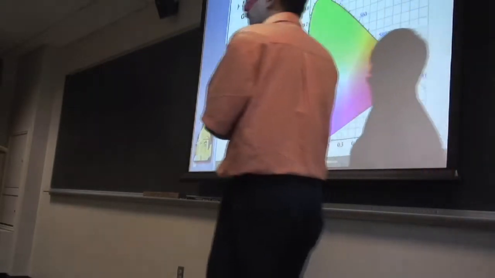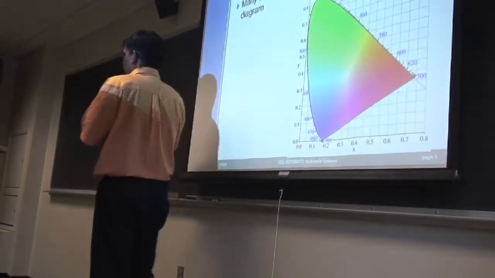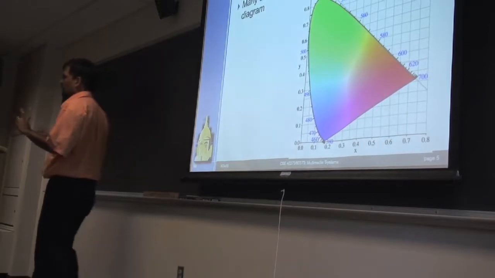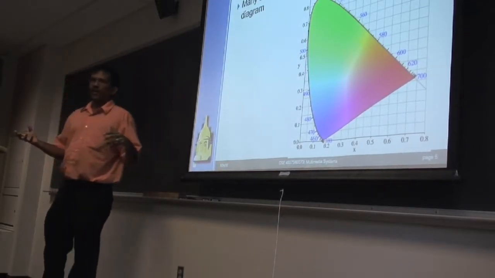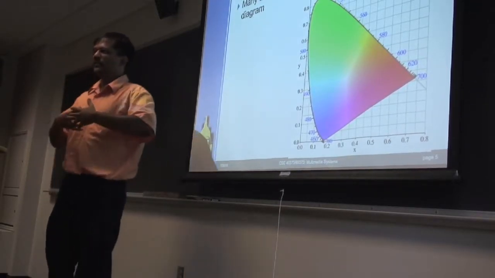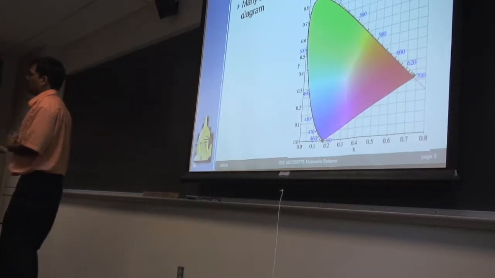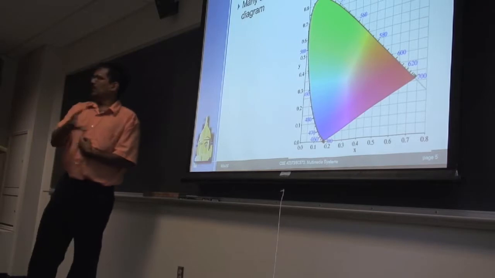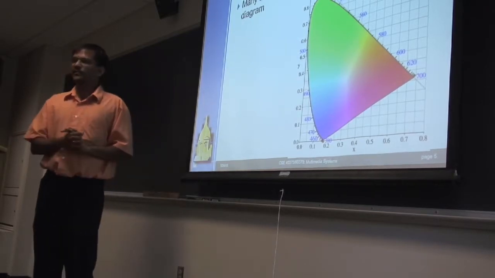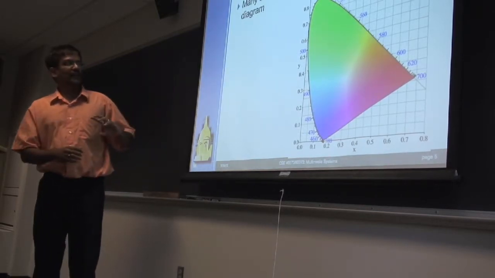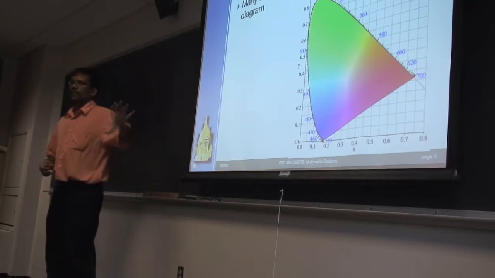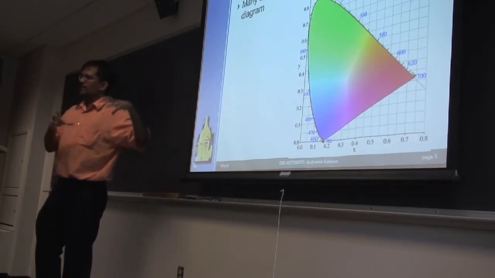So the real problem right now is, I told you about all this gamma and all that stuff. So how do you make sure that the colors all remain the same? How do you go from your print to your LCDs, all those things? There was a lot of work done in the early 30s, and one of the offshoots is this chromaticity graph.